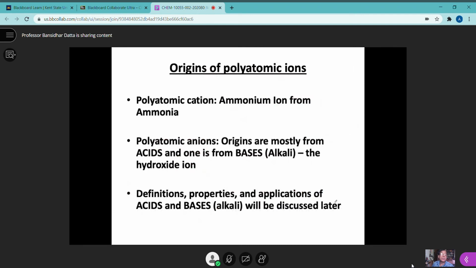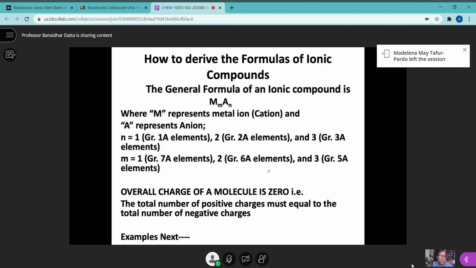So polyatomic anions, as I told you earlier, the ammonium ion is the only polyatomic cation, from ammonia. Polyatomic anions are mostly from acids. All those things I already gave you the acid. Only one is from the bases, that's the hydroxide ion, OH minus. The definition, properties, and application of acids and bases we'll discuss later. So this is just the origins. Now, how to make an ionic compound?